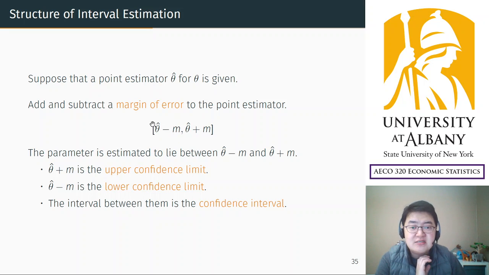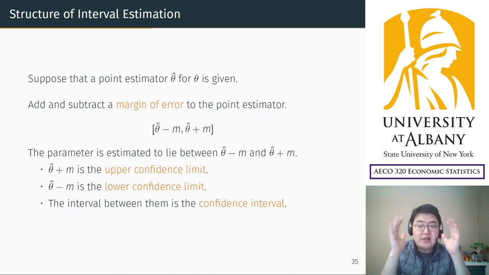So this is a notation for an interval. A square bracket has two numbers separated by a comma, so this is an interval between theta hat minus m and theta hat plus m. It means that this is an interval estimator, which means that you estimate that the parameter lies between these 2 points. So you believe the parameter is within this interval.